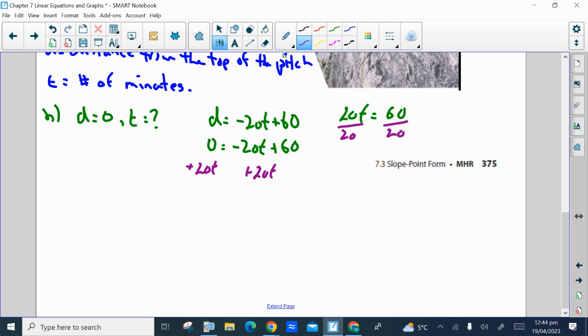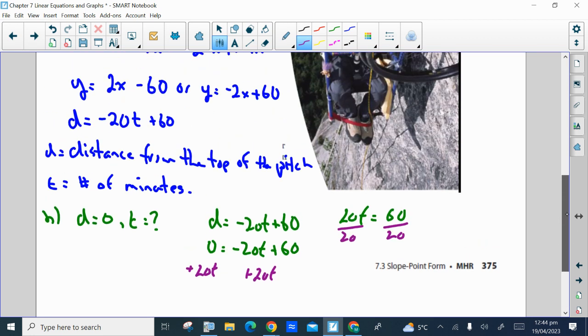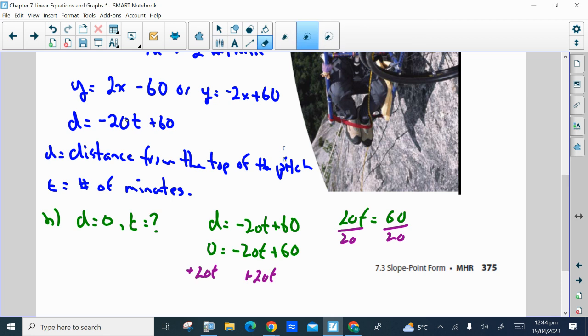I'm sorry. It's not 20, it's 2. I'm not sure why I wrote 20. For some reason I put 20 when it should have just been 2. So we'll fix that. Apologize for that.